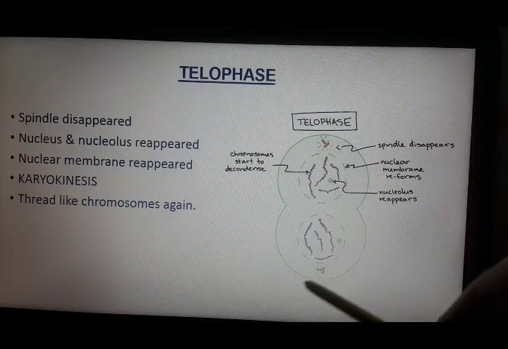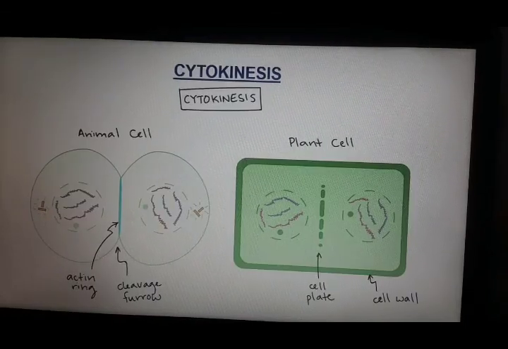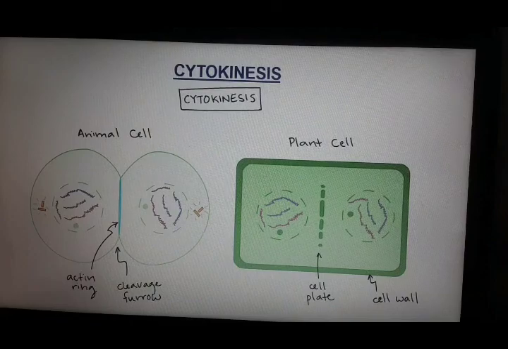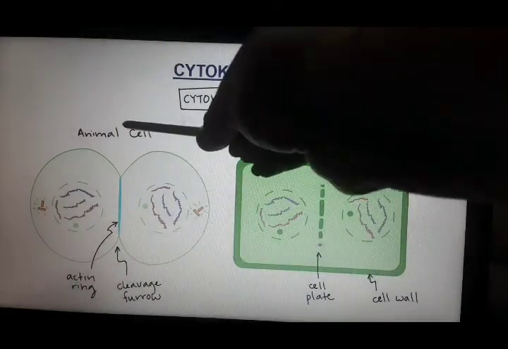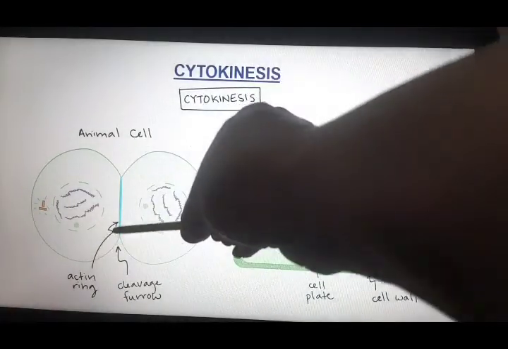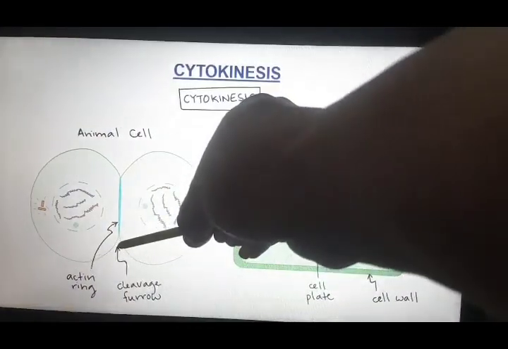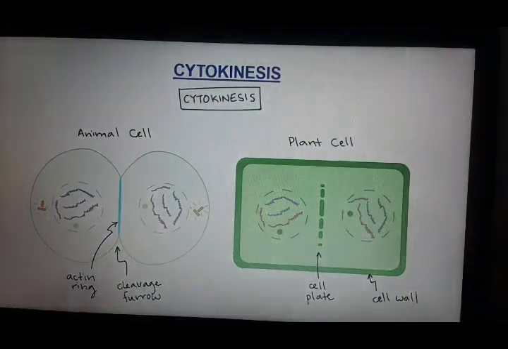So for this division, we have another step. It is not a phase, it is just a step rather, called cytokinesis. Cyto means cytoplasm, kinesis means division, so division of cytoplasm. In animal cells, the division occurs at the place of constriction. Wherever you had that furrow, this furrow gets deeper and deeper, and ultimately this portion is cleaved off, dividing the whole cell into two daughter cells.